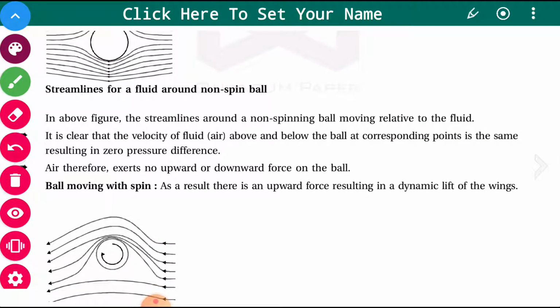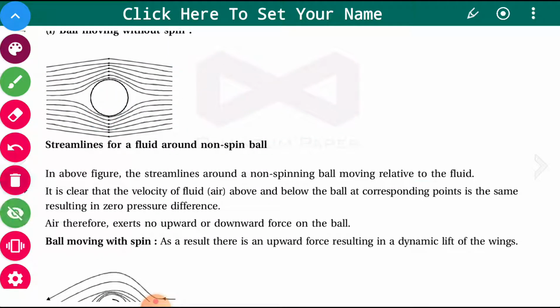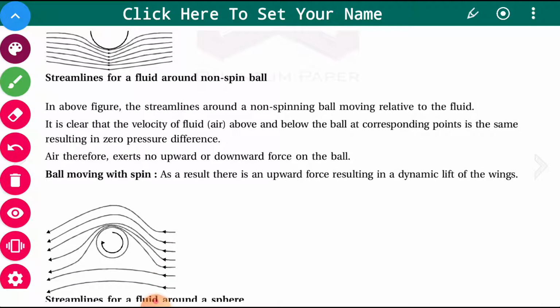It is clear that the velocity of the fluid above and below the ball at corresponding points is the same, resulting in zero pressure difference. So there is no pressure difference between the streamlines above the ball and below the ball. So this ball will travel in this particular path without deviating, or it will go straight. Air exerts no upward or downward force on the ball in these circumstances.